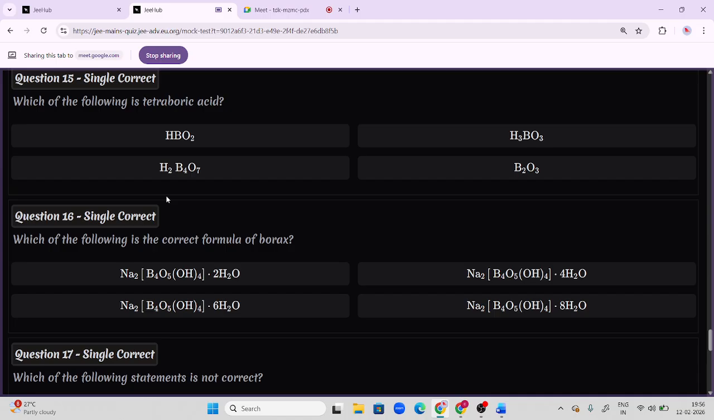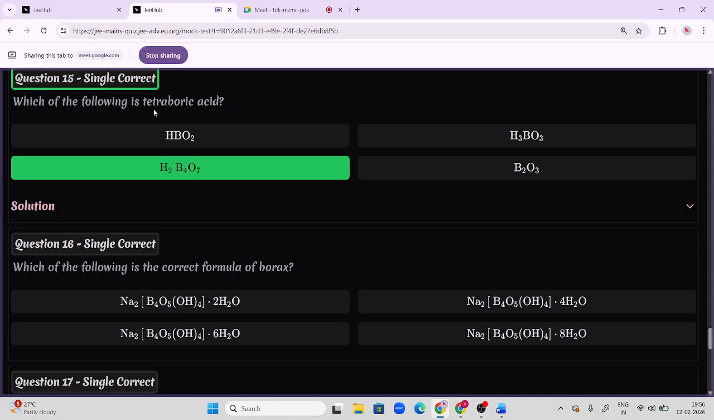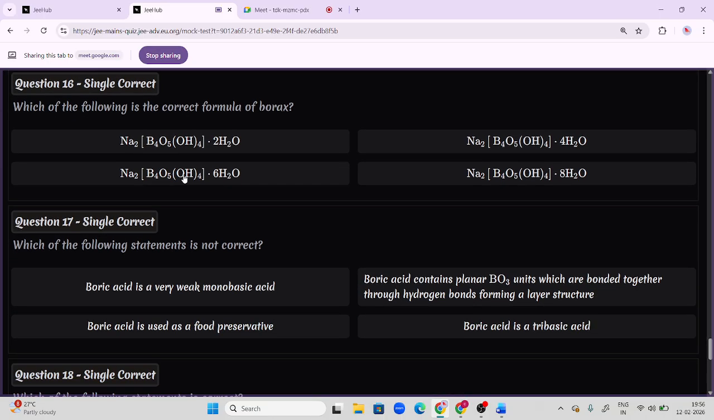Third option, ma'am. Correct. Just a clue. Tetraboric acid, so it has to have 4 borons here.